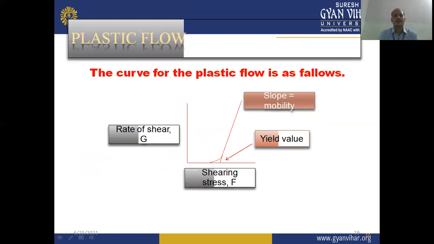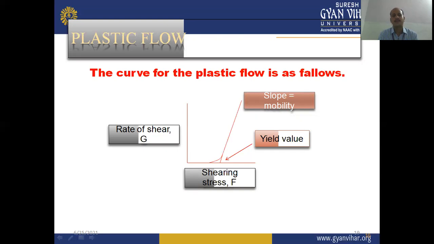So the curve for the plastic flow is as follows, like the rate of shear and shearing stress. When we plot the graph, as we already discussed, this is the non-linear graph, but after a certain point, the graph shows linearity. So this point is known as the yield value. And when we apply the shearing stress corresponding to the yield value, again there may be linearity in the graph. So this is the characteristic curve for the plastic flow, where the slope is equal to the mobility.